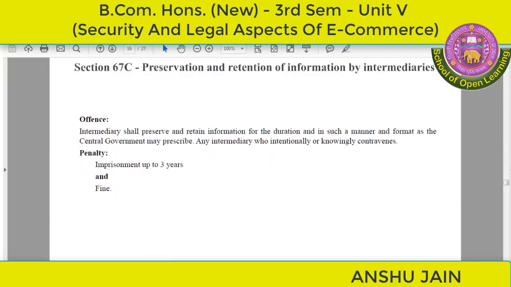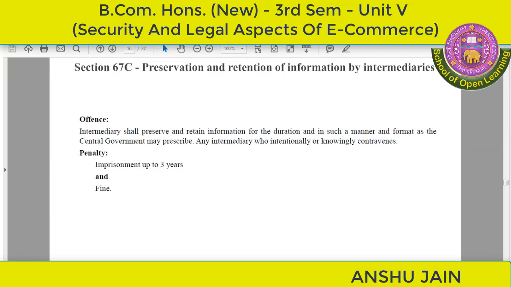Section 67C is the next section, which talks about the preservation and retention of information by intermediaries. The offense under this section is that any intermediary shall preserve and retain information for the duration and in such a manner and format as the central government may prescribe. Any intermediary who intentionally or knowingly contravenes this will be liable for imprisonment up to 3 years along with a fine.